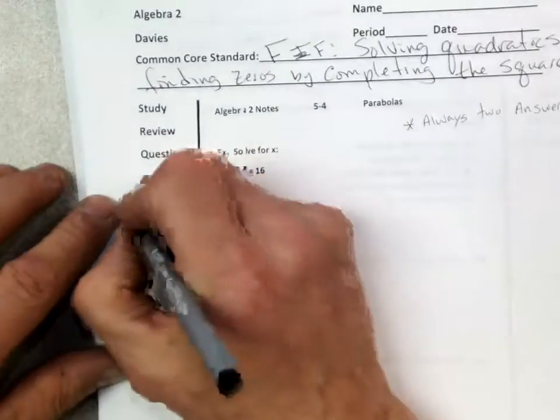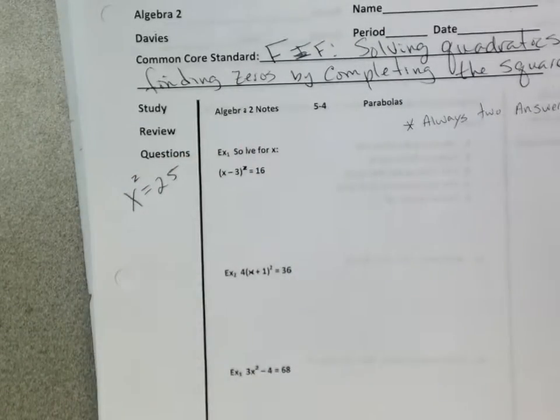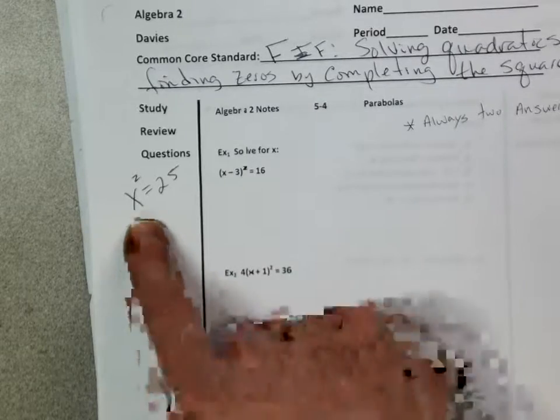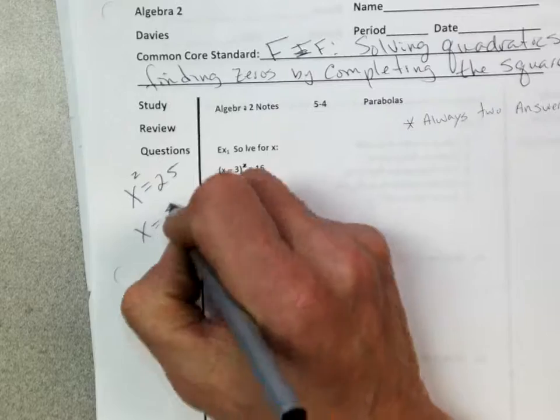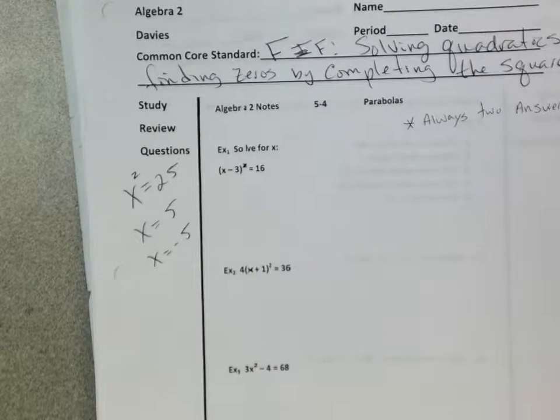If I had x squared equals 25, what is x? 5. You guys agree? What about negative 5? Would negative 5 work? So x is going to equal 5 and x is going to equal negative 5. Do you guys agree with that? Because negative 5 times negative 5 is going to be a positive 25.